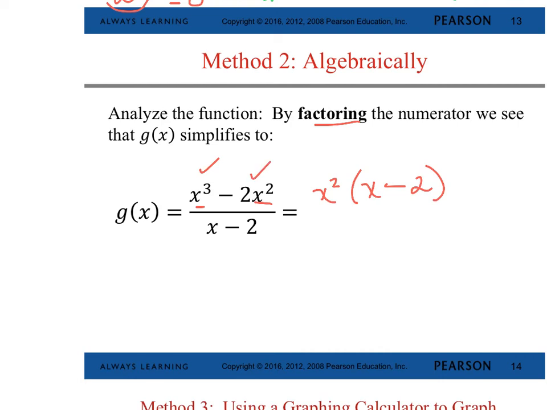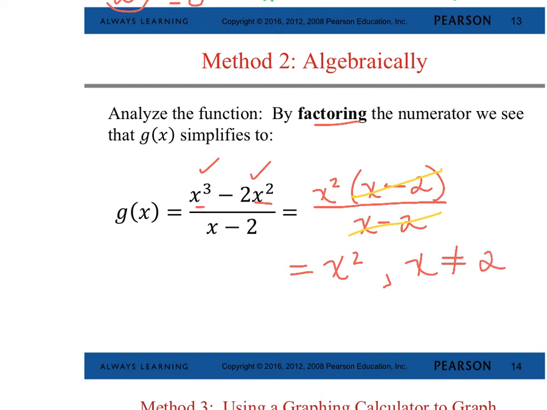Now, if your factoring is rusty, you'll need to do that in the skills review. So we factored that, and then we have in the denominator x minus 2. And what you notice here is that, in fact, x minus 2 and x minus 2 are common factors. Therefore, g of x is equal to this, which is equal to x squared, provided that x is not 2.